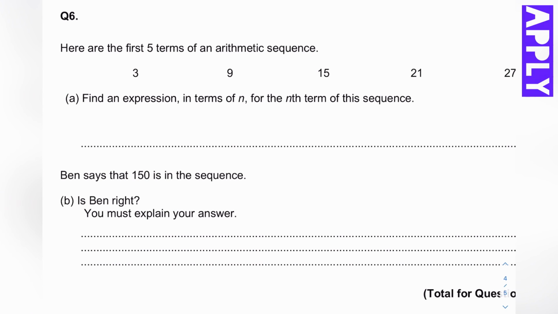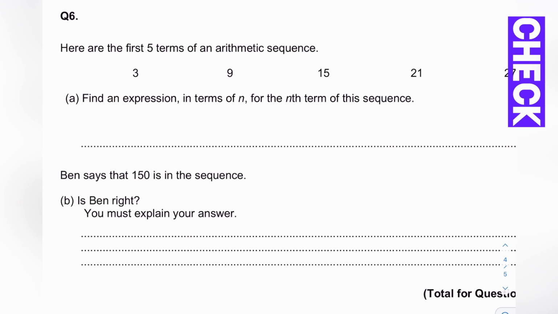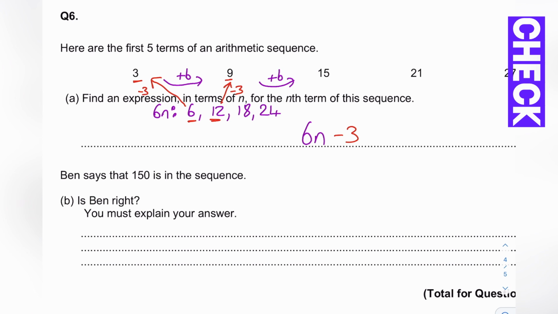So pause the video now and have a go at this question. So having a look, first of all we need to work out the nth term of the sequence. So here you can see that we're adding 6 each time. So therefore our sequence must be 6n. So we write out our 6 times table. Then if we have a look at our first term of our 6n and compare it to the question's first term, we've gone from 6 to 3. So we've subtracted 3. Just double check this with the second term. To go from 12 to 9, you subtract 3 as well. So therefore our nth term of our sequence must be 6n minus 3.